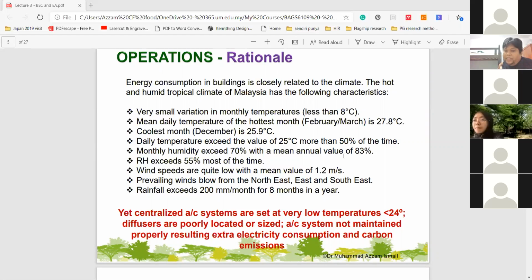And then the daily temperature exceeds the value of 25 degrees or more 50% of the time. So if you record your temperature throughout the whole year, 50% of the time it will be more than 25 degrees. So you only get 25 degrees perhaps at night. Very early in the morning, it will be around 25, 23, 22 degrees, and then suddenly it will go up and up until 32, 33, 34 degrees every single day without fail. And then the monthly humidity always exceeds 70%.